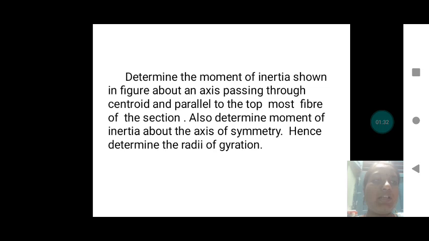Determine the moment of inertia shown in the figure about an axis passing through centroid and parallel to the topmost fiber of the section. Also determine moment of inertia about the axis of symmetry, hence determine the radii of gyration.